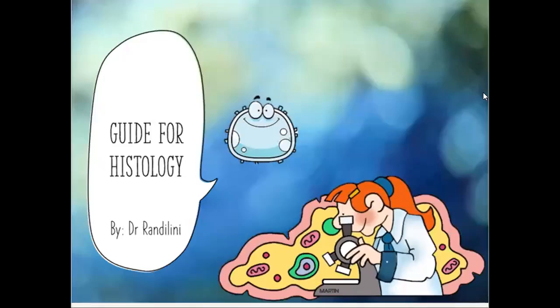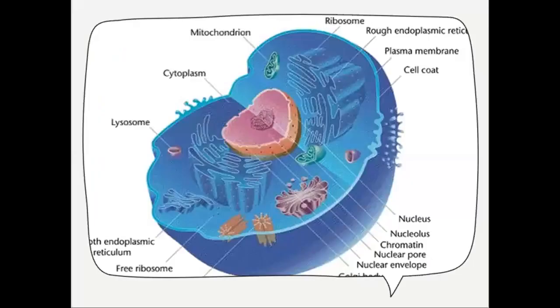Hello everyone. In this small video, I'm going to give you a basic idea on how to identify cells under the light microscope. Studying cells and tissues under the microscope, which are not visible with your naked eye, is called histology. So this is a eukaryotic animal cell, and if you can remember, there are so many structures and arrangements that you study in a cell.